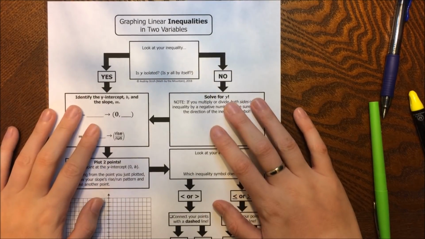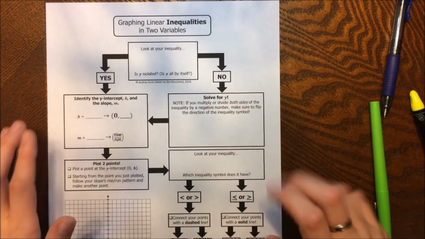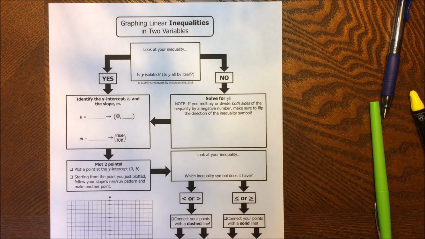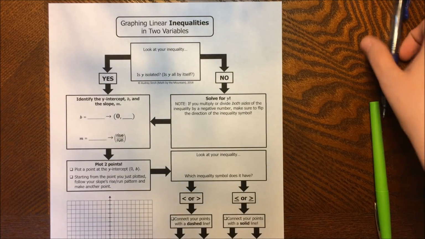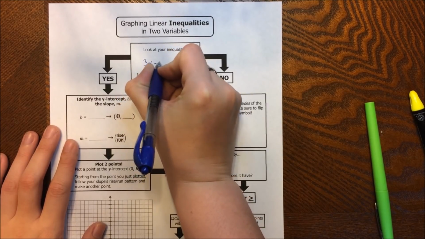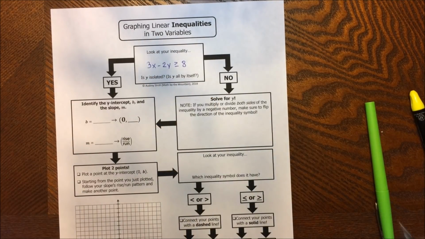I'm going to show you how you can use this flowchart for graphing linear inequalities in two variables as a resource for students in your own classroom. So the first example that I'm going to do is 3x take away 2y is greater than or equal to 8.